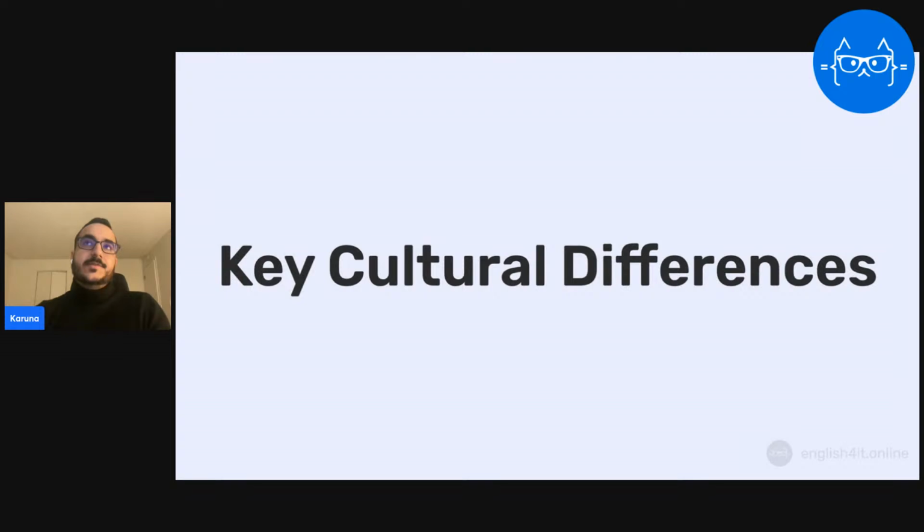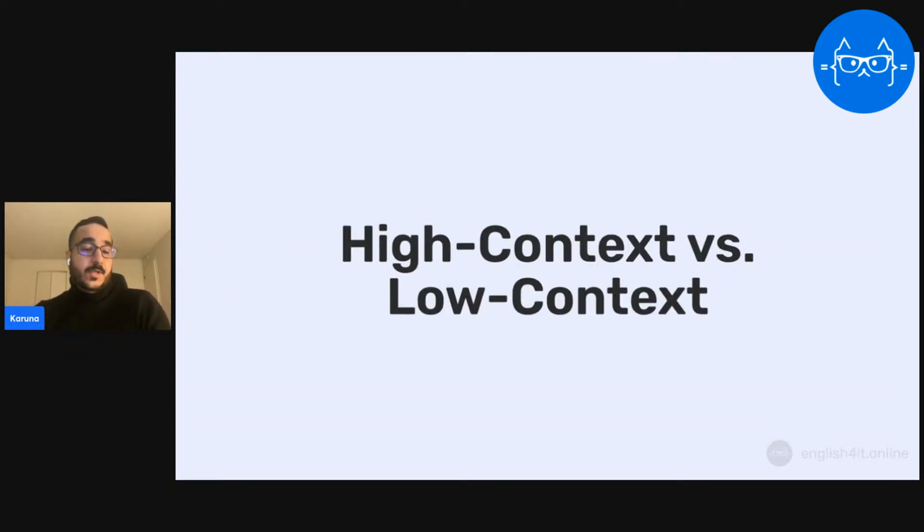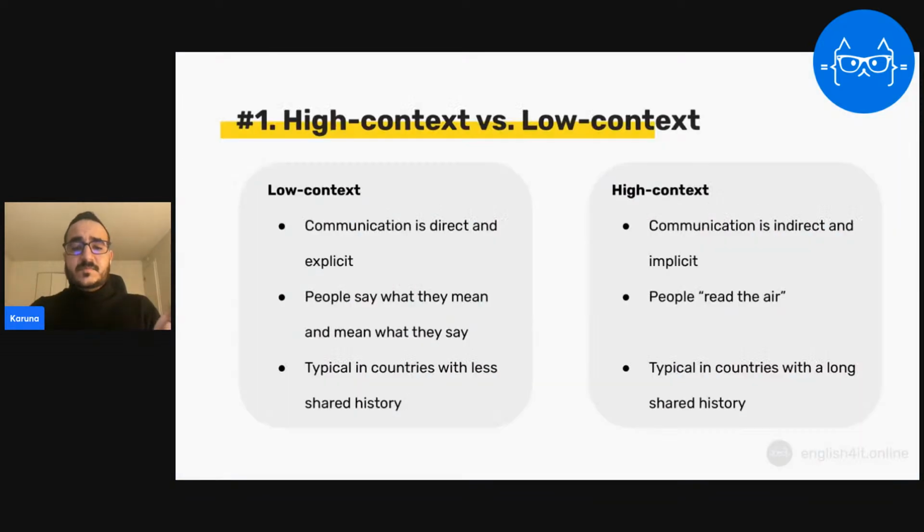So, what are some cultural differences or concepts that you can look out for when examining how a culture communicates? The first thing I want to talk about is high context versus low context cultures. This idea comes from The Culture Map, the book I was talking about. It essentially categorizes cultures into two communication types: cultures that use high context communication and cultures that use low context communication.